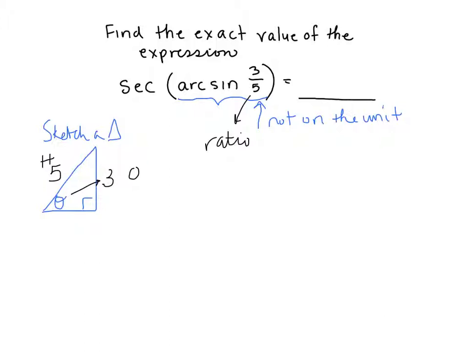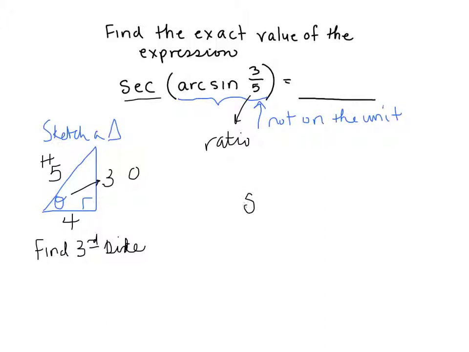Now some of you are going to recognize that this is a Pythagorean triple, and I can already find the third side. I can use the Pythagorean theorem if I can't remember, but this is a Pythagorean triple, so this is 4. All right, so to find the exact value of this expression, you sketch a triangle, you write in the ratio, you find the third side, and then you look at this outside here.